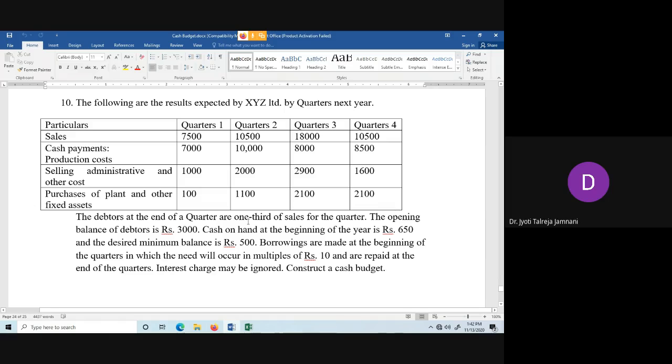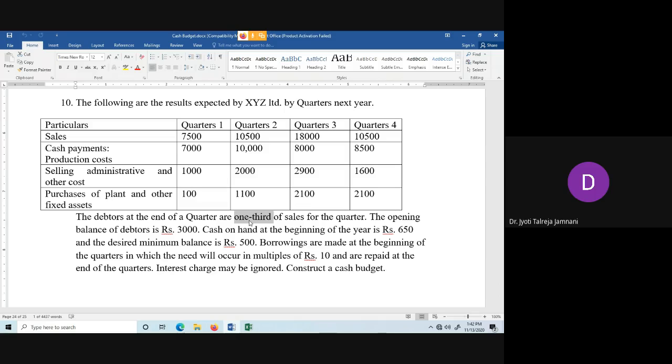So 1/3 are collection from debtors, which will be paid in the next quarter if they have not paid in this quarter, and 2/3 is the cash sales. So that's the logic we have to apply. I hope it's clear. Debtors are the customers who have not paid money. They have to pay later, and the debtors are 1/3. So of the entire quarter sales, 1/3 are debtors, 2/3 remaining will be cash sales.